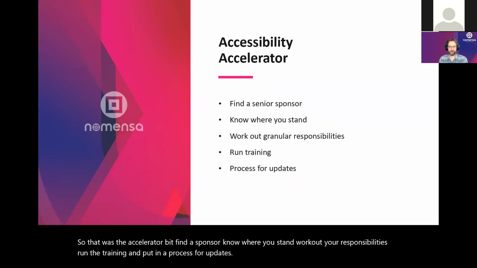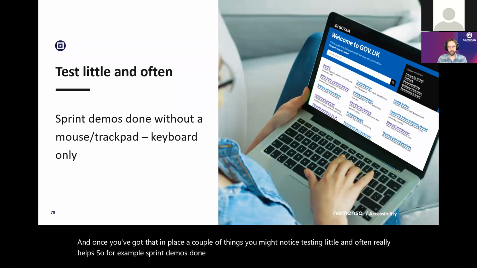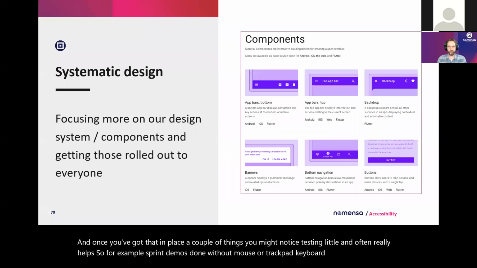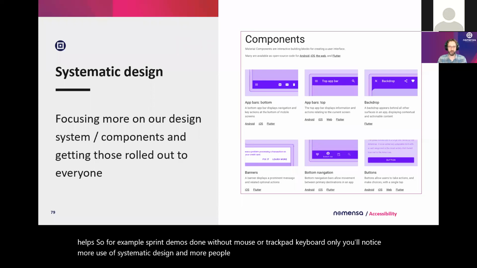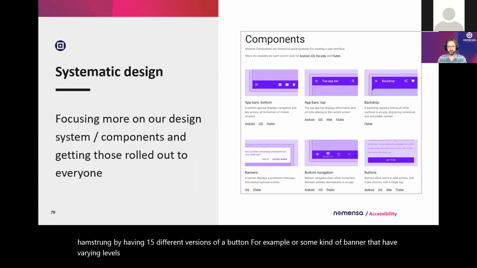And once you've got that in place, a couple of things you might notice. Testing little and often really helps. So for example, sprint demos done without a mouse or trackpad, keyboard only. You'll notice more use of systematic design and more people wanting to use it because they don't want to be hamstrung by having 15 different versions of a button, for example, or some kind of banner that have varying levels of accessibility. You want consistent design, consistent accessibility.